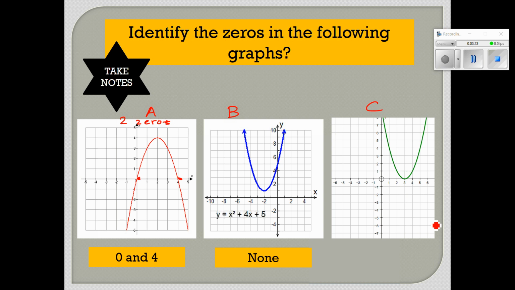On graph C, right here it touches. Where is that on the x-axis? It is at 3. So we're identifying, we're just telling where does it cross the x-axis? Where is that on the x-axis number line?